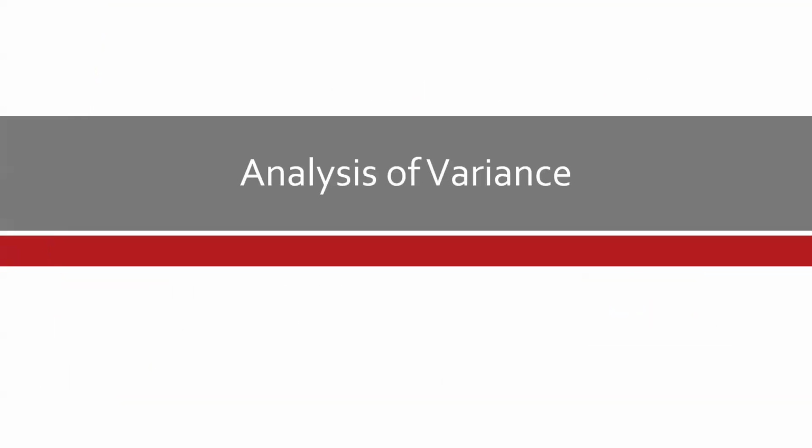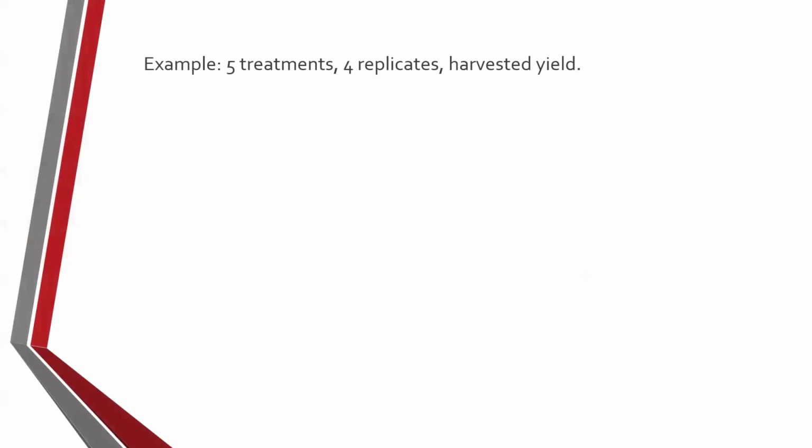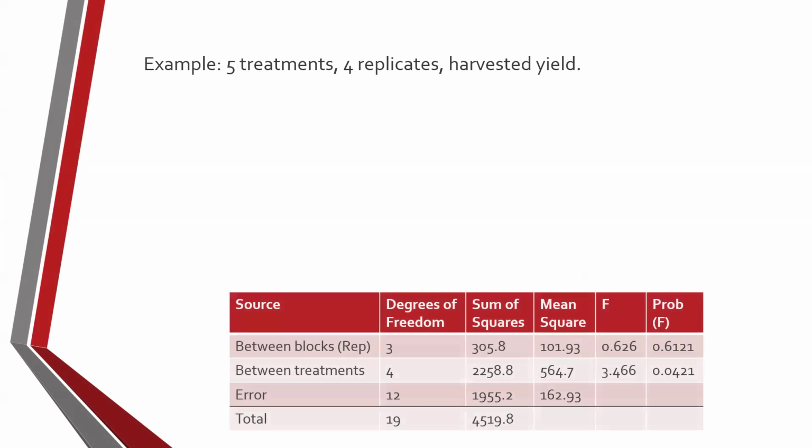All right. So moving on, after we've reviewed the data, then we're ready to proceed with the analysis. So I've got an example AOV output here, just from a dummy trial with 5 treatments and 4 replicates. And we'll just step through each of these calculations.